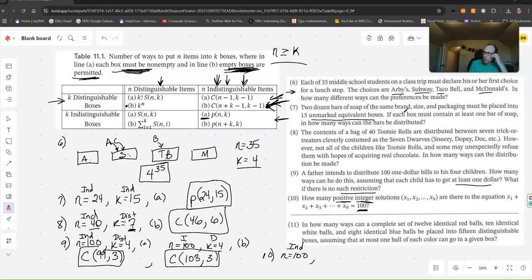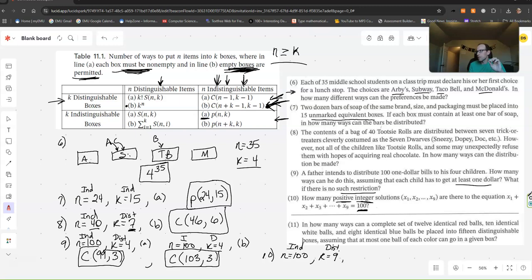The boxes, what are the boxes? Well, there's 9 different specific x values. So our k here would be 9, and these are distinguishable. Why? Because if you had 7 for x1 and 3 for x2, that's different than 3 for x1 and 7 for x2. Because they're numbered here, that makes them distinguishable.